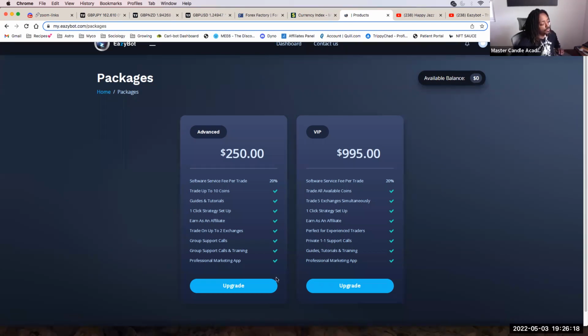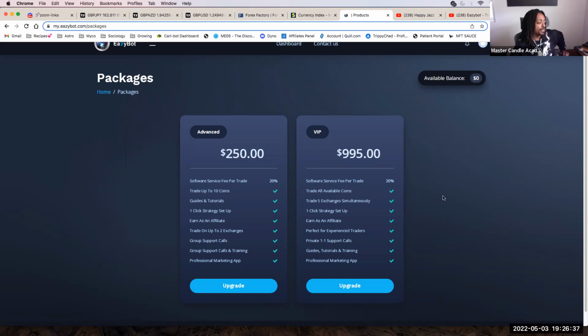You can earn as an affiliate. Trade up to 2 exchanges, right? So you can trade on 2 different exchanges, whether that be Coinbase, Binance, and whatever other exchanges they're available on. Group support calls. I mean, we can do all that stuff too, but this is just what you get.